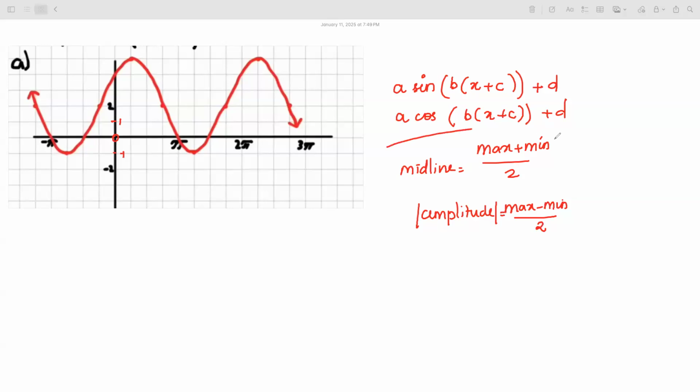This one you can remember forever. Let's try to write the equation.